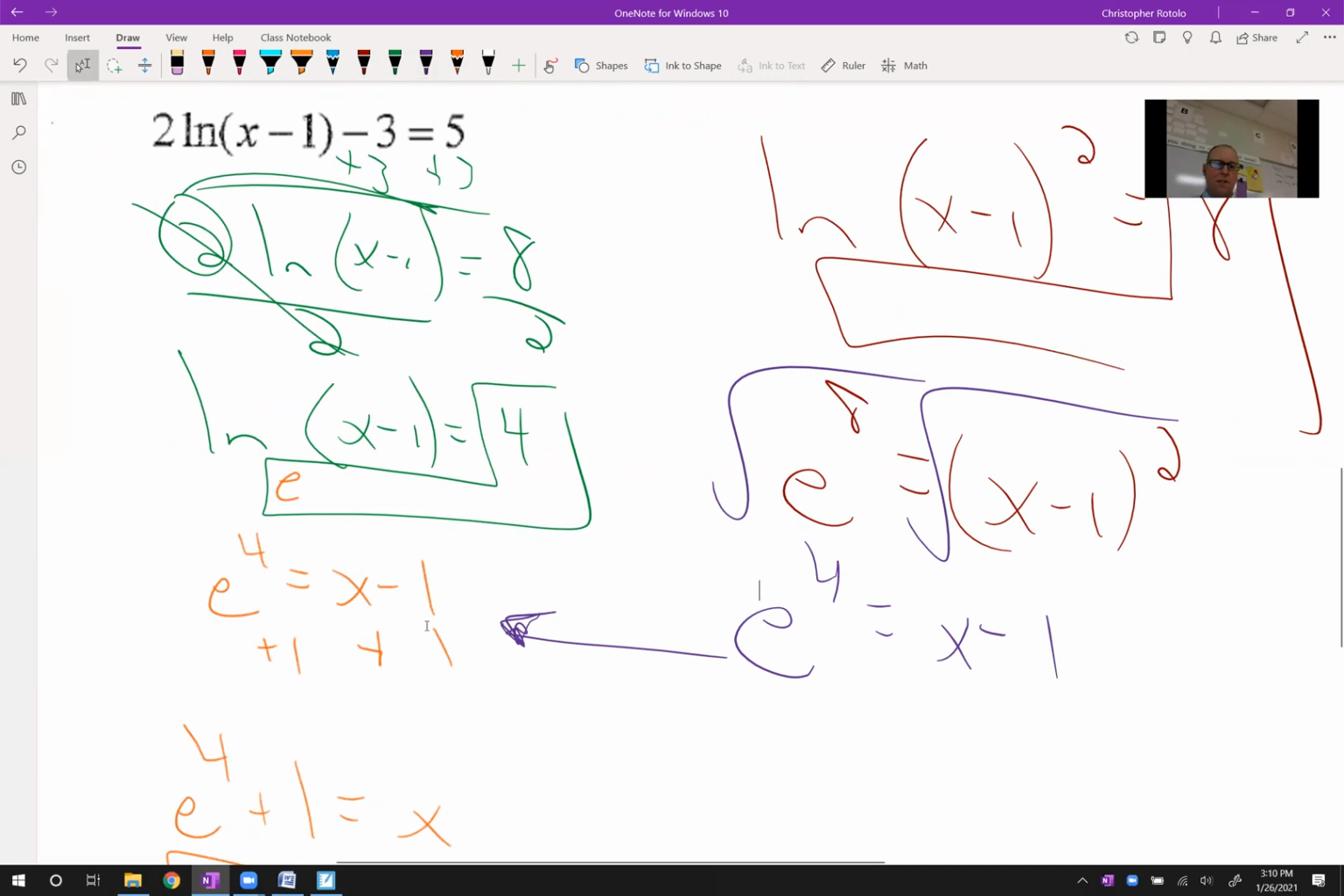So I'll get e to the 4th equals x minus 1, and then we're right back where we were. Okay, so no harm, no foul, but don't make the problem harder than it needs to be. So my recommendation is always going to be to divide that out, even if it's a decimal, because guess what? e itself is going to give you a decimal answer. So go ahead and divide it, even if it doesn't work very nicely.